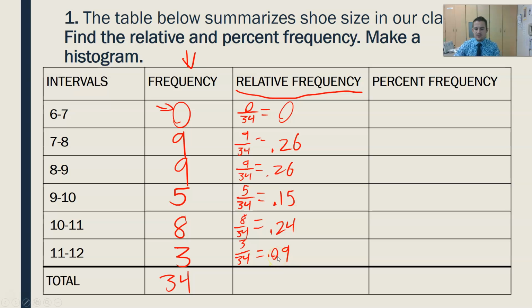So if I were to add all these up, hopefully 0.26 plus 0.26 plus 0.15 plus 0.24 plus 0.09, that should add up to 1 whole. So that's my relative frequency, the frequency of each of these intervals divided by the total. So now let's find my percent frequency.